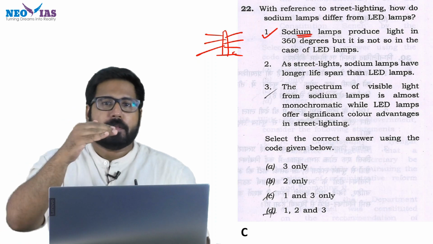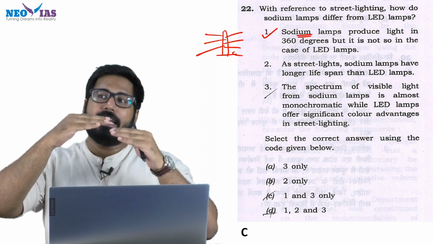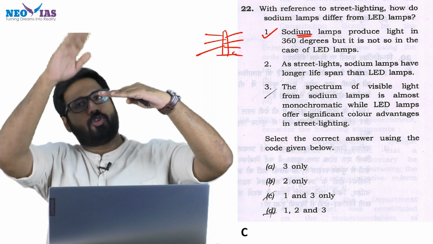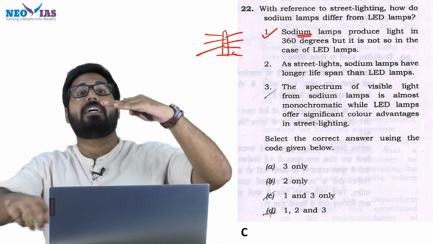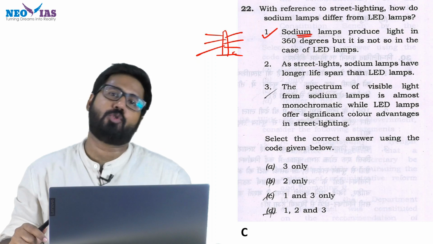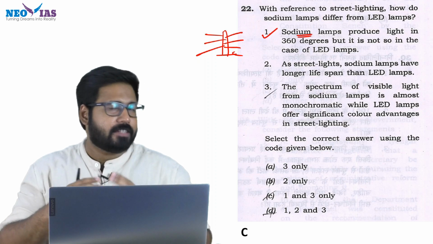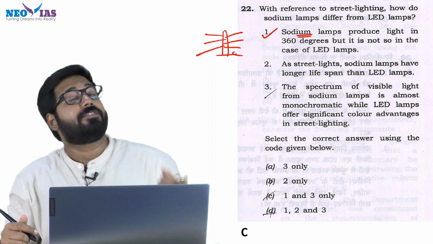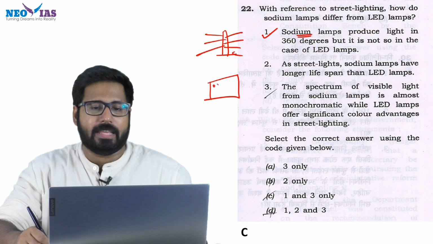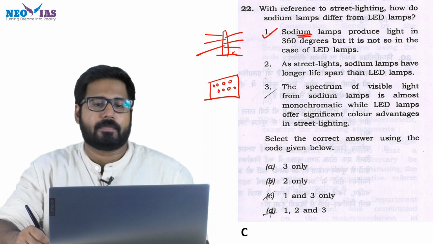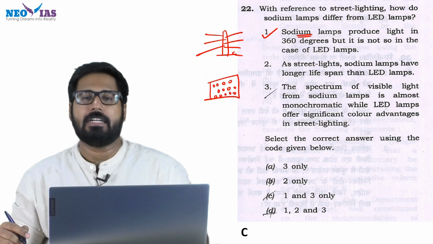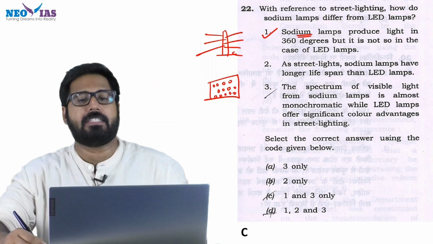Why? Because 50% of the energy or the light which is needed is going in the opposite direction. If you have a light this way, 50% of the light is going on top, while we need all the light to be focused on the ground so that the street can be lit. That is the problem with sodium lamps. So 50% of energy is given in the opposite direction. But as far as LED lamps are concerned, if you've seen the new LED lamps which are coming, they come in a panel form like this, and all 100% of the light can be focused on the ground itself. So the first statement is correct.